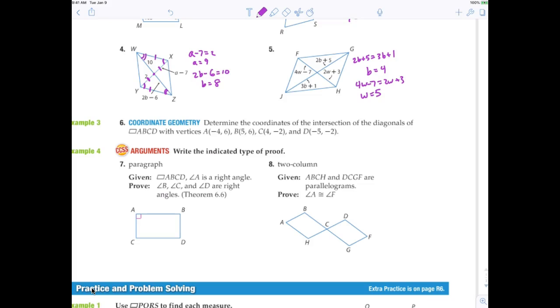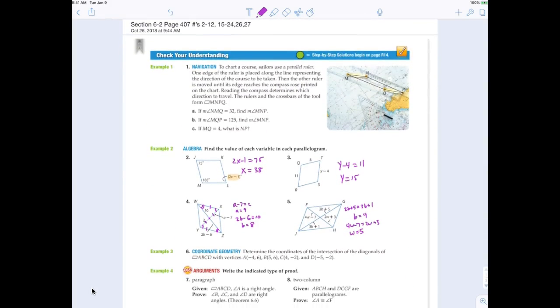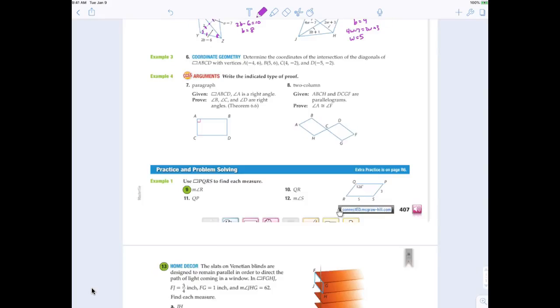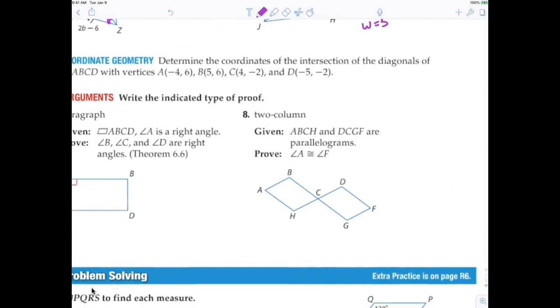All right, now let's take a look at question number 6. Oh, I don't remember what I asked. Yeah, 2 through 12. All right, so here we go. Determine the coordinates of the intersection of the diagonals.